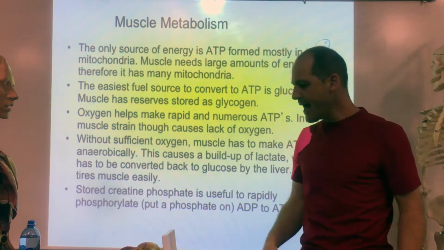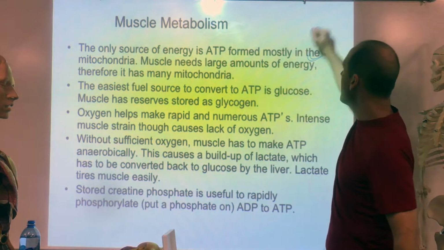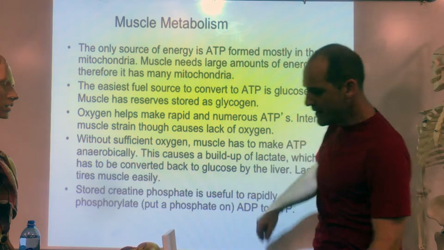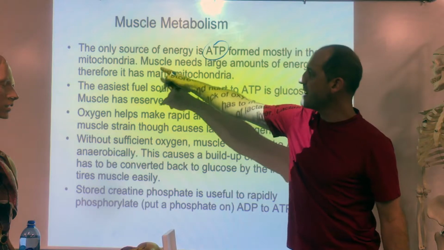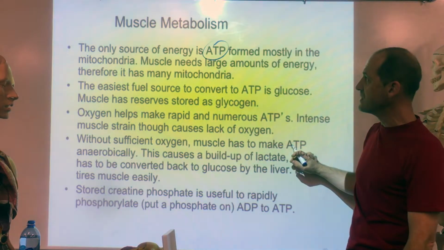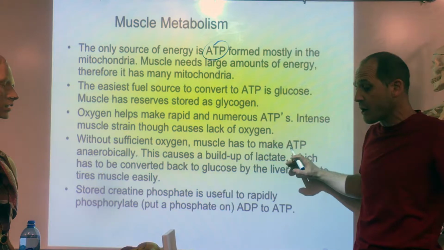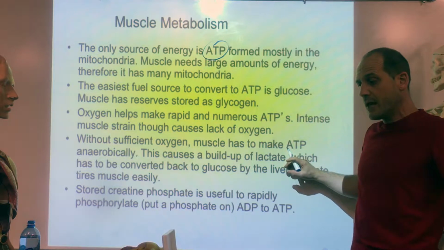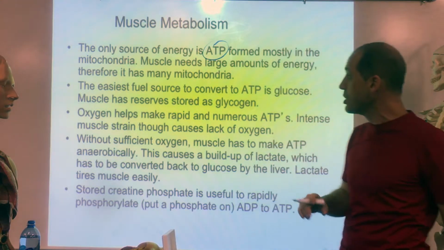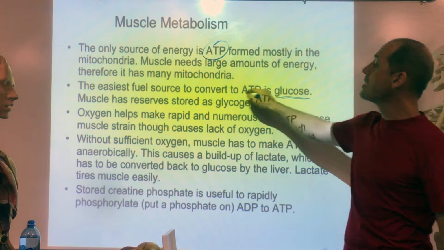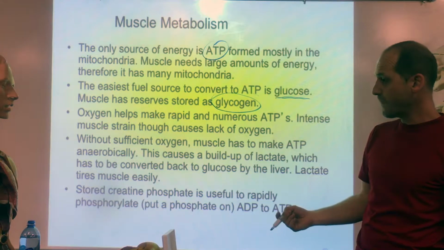Cool. And then we got the muscle metabolism, and the picture of that is on the other side. When you look at muscle metabolism, you need to look at ATP mostly. That's made in the mitochondria. We talked about that previously. Muscle needs a large amount of that, so it's got a lot of mitochondria for once. The easiest fuel to convert into ATP is glucose. So muscle also has stored glucose, which is glycogen, a little bit, so we can chip some off.